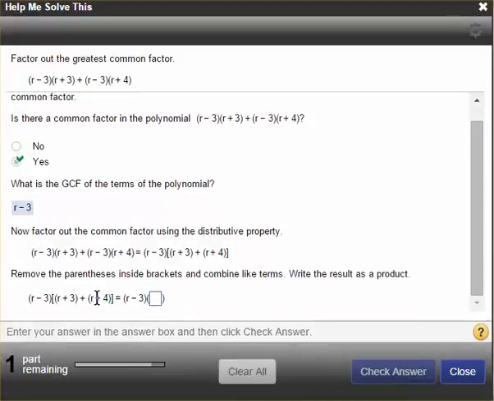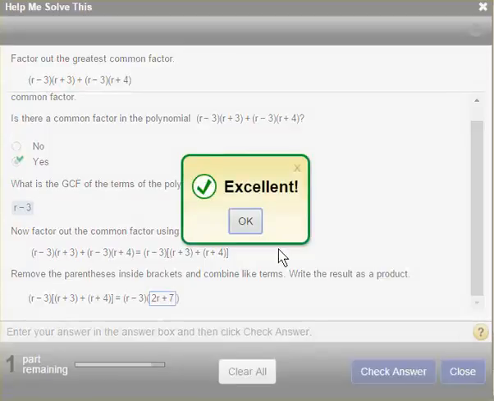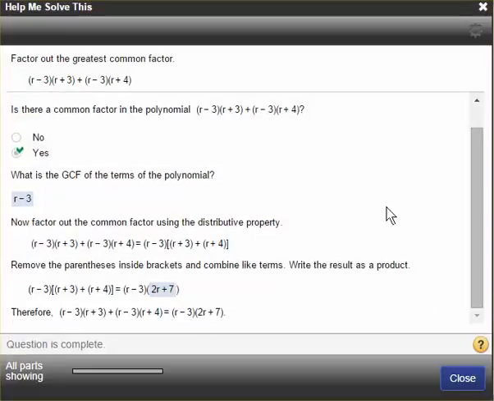And so if we add what's inside these square parentheses, we're going to have r plus 3 plus r plus 4, or 2r plus 7. So there is the factorization of this factoring by grouping.